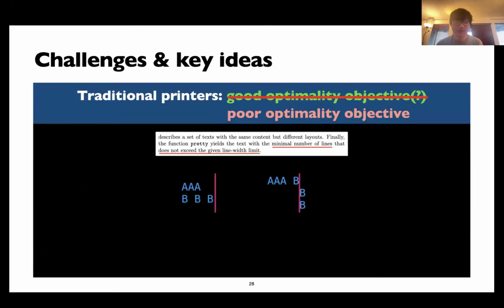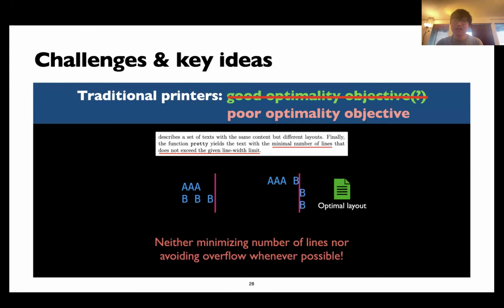And here's a counterexample. It is possible to construct a document in a traditional pretty printing language to encode these two layouts. And according to the claimed optimality objective, the left one should be the optimal one. But what the pretty printer is actually going to output is the right one. That's the optimal layout according to the pretty printer. And that neither minimizes the number of lines nor avoids overflow whenever possible. And the reason that it does that is that it uses a greedy algorithm, which cannot plan ahead into the future to pick the optimal one.